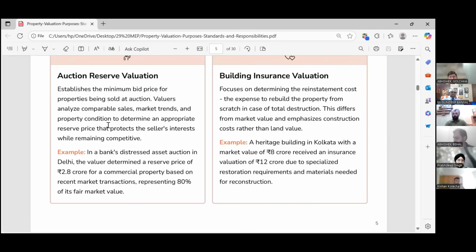Basically, your purpose is to reinstate the property, to replace the property with a similar property having the same utility.